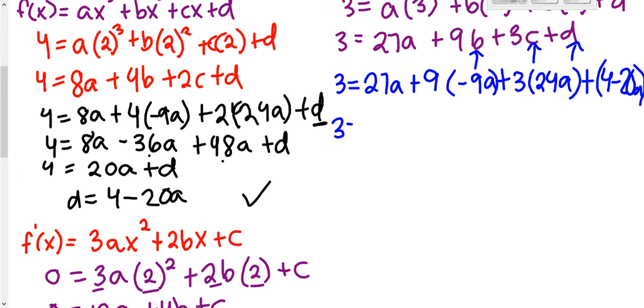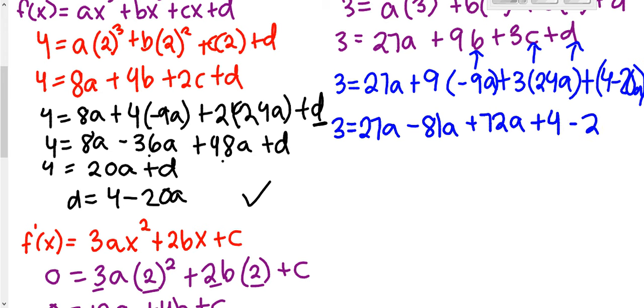So we have 3 equals 27a minus 9 times 9 is 81a, plus 3 times 24 is 72a, plus 4, something without an a, but we can move that over, minus 20a. So let's go step by step here. These numbers are kind of big, but we can do it without a calculator. It's okay, don't freak out. Okay, so we know that this 4 can be subtracted over. So that can be a negative 1, so we're done with that.